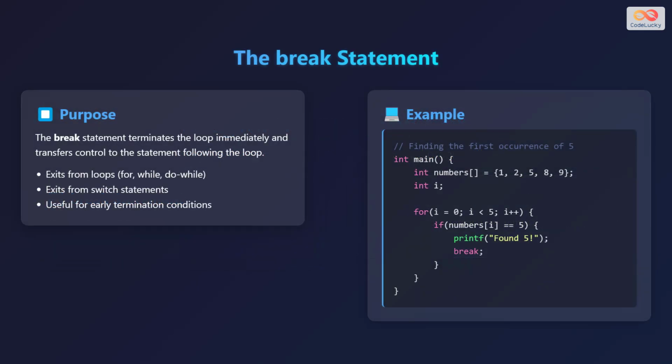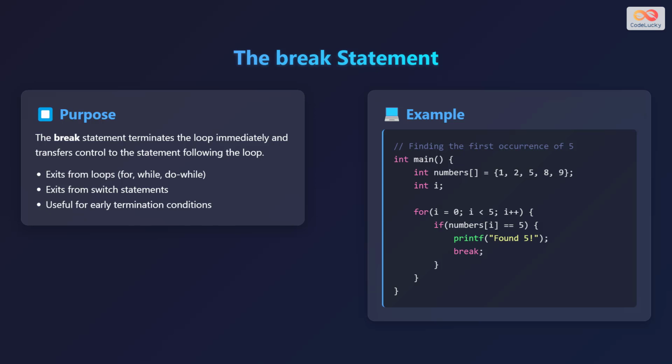The break statement is used to terminate a loop immediately. It transfers program control to the statement that follows the loop. The break statement can be used inside loops like for, while, and do while, as well as in switch statements. The break statement is useful for terminating loops early when a certain condition is met.